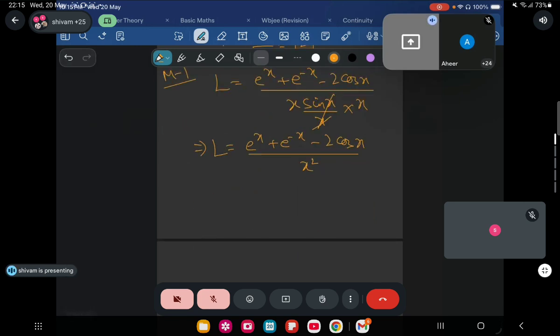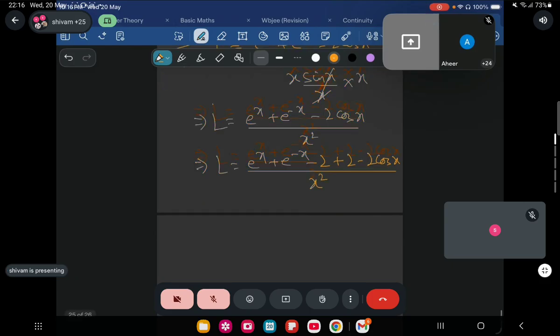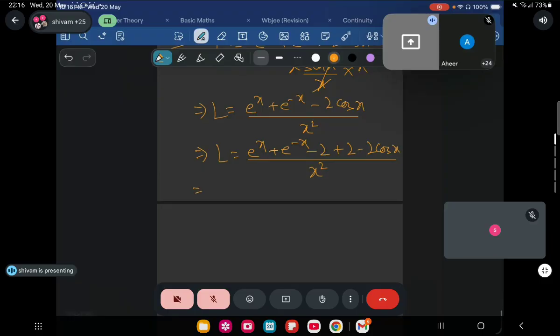Now over here, what I'm going to do is, see, can I write it as L equal to e to the power x plus e to the power minus x minus 2 plus 2 minus 2 cos x by x square? Tell me everyone. Can I write this? Yes or no? Okay. So see, this will become L equal to e to the power x plus e to the power minus x minus 2 divided by x square.